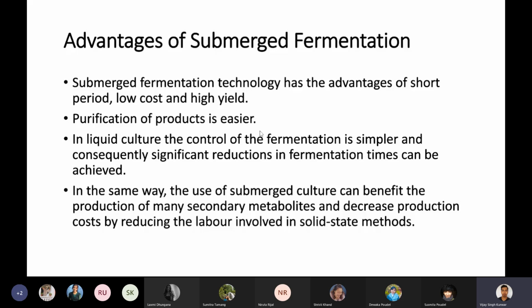Similarly, the use of submerged culture can benefit the production of many secondary metabolites and decrease the production cost by reducing the labor involved with solid state fermentation. An added benefit of submerged fermentation is that it can be mechanized, and automation is quite easy compared to solid state fermentation. That's why there is great cost reduction in submerged fermentation.